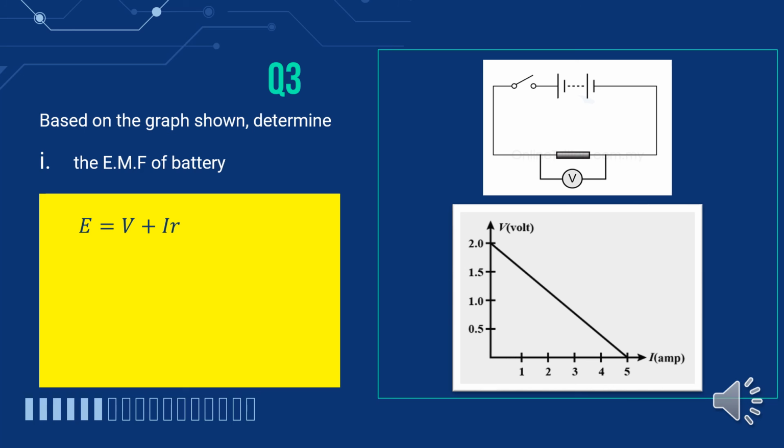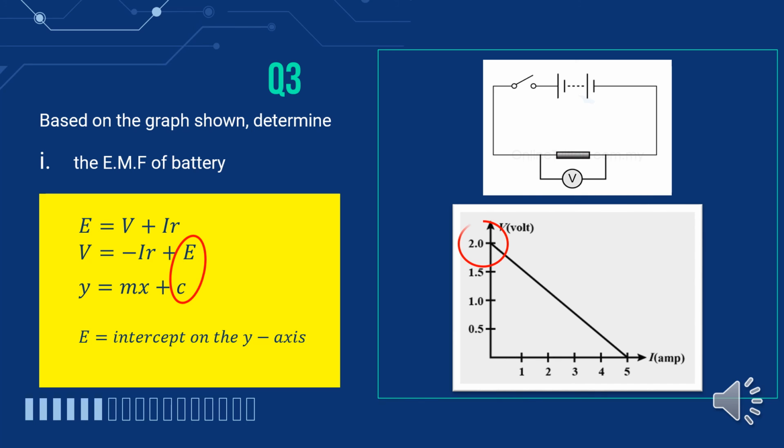This is the formula that we use, which is the formula of electromotive force. When we rearrange, we will get V is equal to negative Ir plus E. Then, try to compare with the equation of a straight line. We will find out that the electromotive force is equal to the intercept on the y-axis. Look at the graph here. The intercept on the y-axis is 2.0. So, we can conclude that the EMF of the battery E is equal to 2.0 volt.